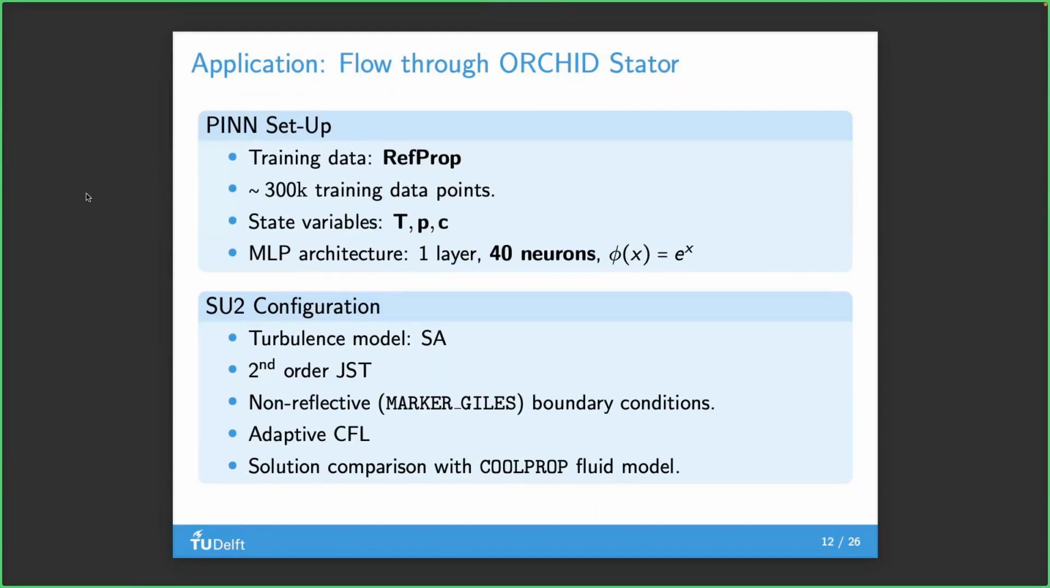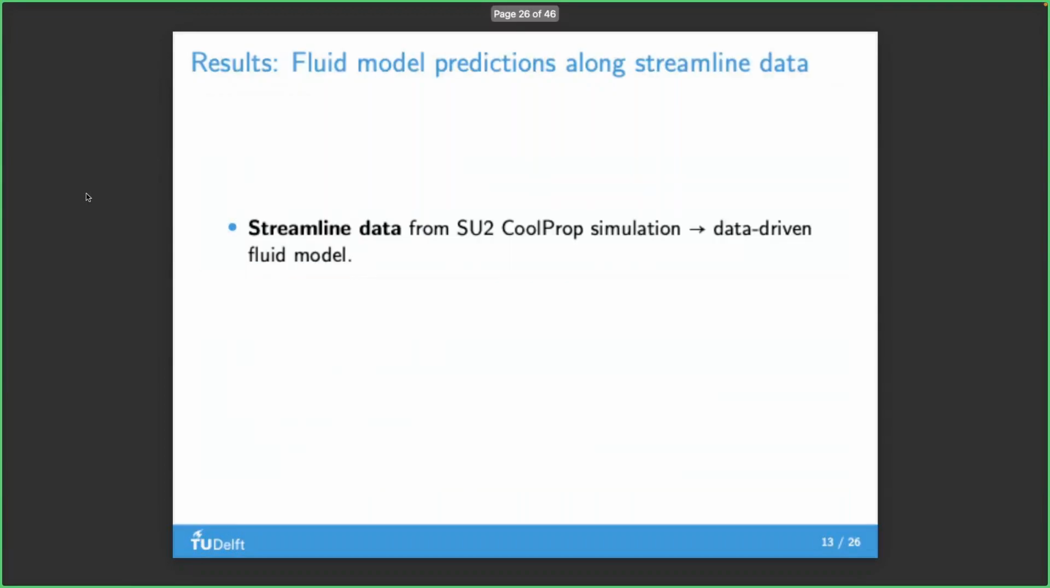And yeah, a pretty typical second-order turbomachinery setup for running the SU2 simulation. And here I ran two simulations, one with CoolProp and one with the data-driven fluid model to compare. So the first thing that I did was to verify whether the fluid model was behaving properly. And for this, I interpolated the thermodynamic state from streamline data obtained from CoolProp.